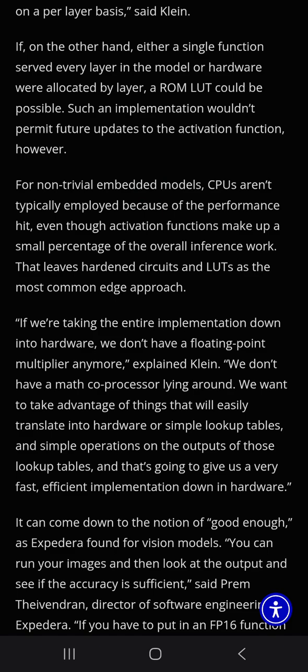For non-trivial embedded models, CPUs aren't typically employed because of the performance hit. Even the activation functions make up a small percentage of the overall inference work. That leaves hardened circuits and LUTs as the most common edge approach.